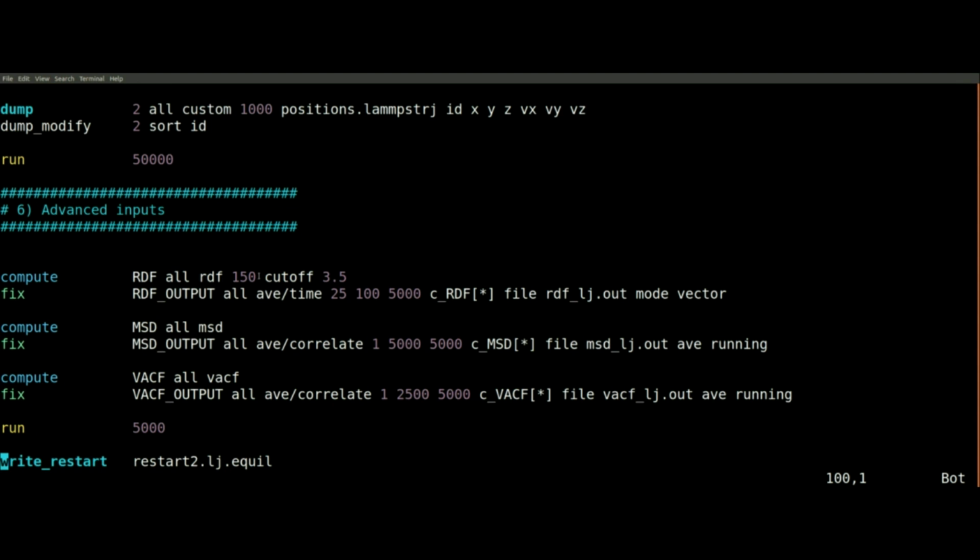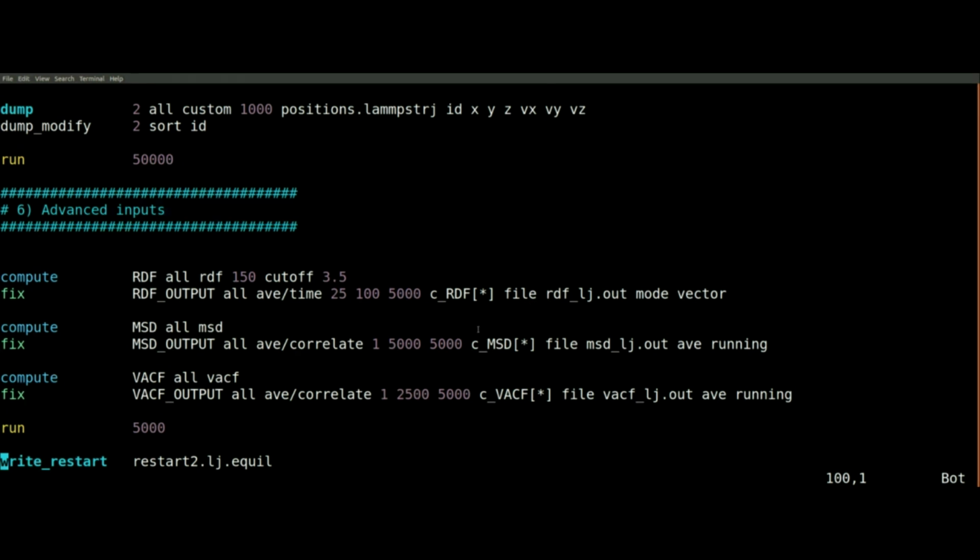So whereas the radial distribution function is averaged over all particles, and I'm using a fix to average that over time, for the mean squared displacement I get an answer which varies over time, which I want to see, but I get one answer for every particle. So in this case, what I'm trying to do is get all of that data and average it over all of the particles. That's what this fix is doing there.